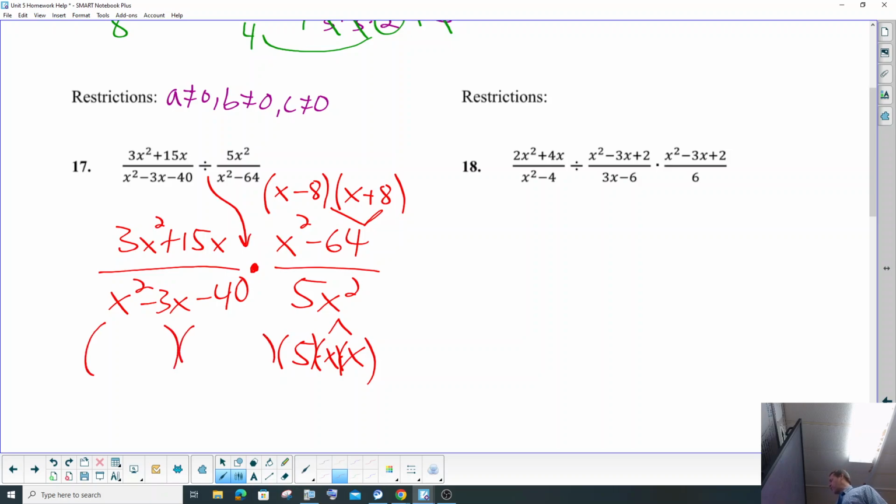What are factors of 40? Factors of 40 are 8 times 5. And then the sign of the middle term goes with the bigger number. There we go. And then if we pull a 3x out of this one, what are we left with?